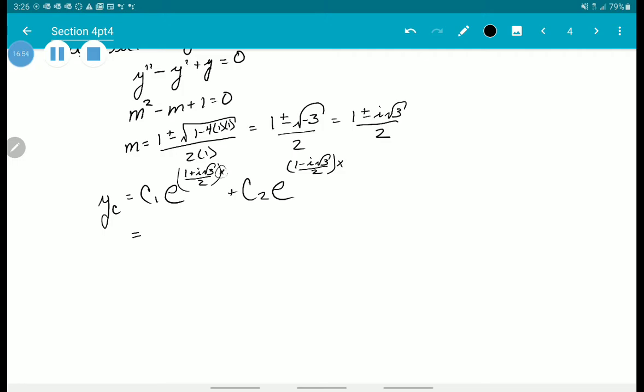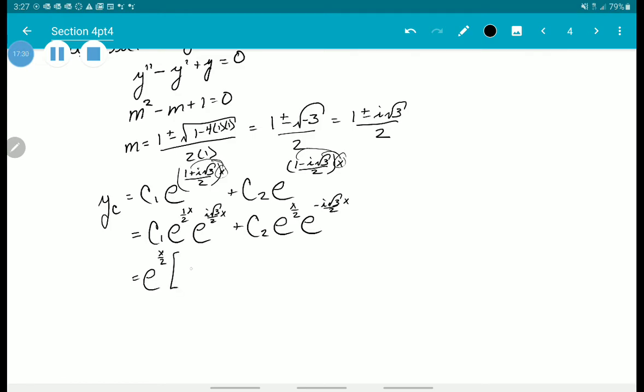So you could think about factoring that x through to both of those pieces. Same thing over here. So we would have, and I'm going to write it out, c1 e to the 1 half x times e to the i square root of 3 over 2 x. And then same kind of thing going on here. c2 e to the x over 2 times e to the negative i square root of 3 over 2 x. And notice we could pull out an e to the x over 2. And that's going to leave us with c1 e to the i square root of 3 over 2 x plus c2 e to the negative i square root of 3 over 2 x.